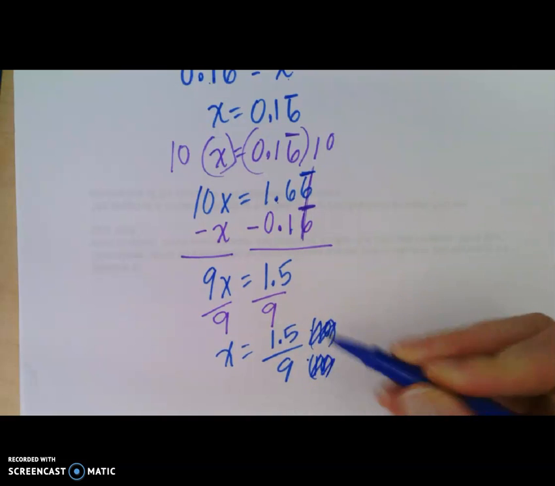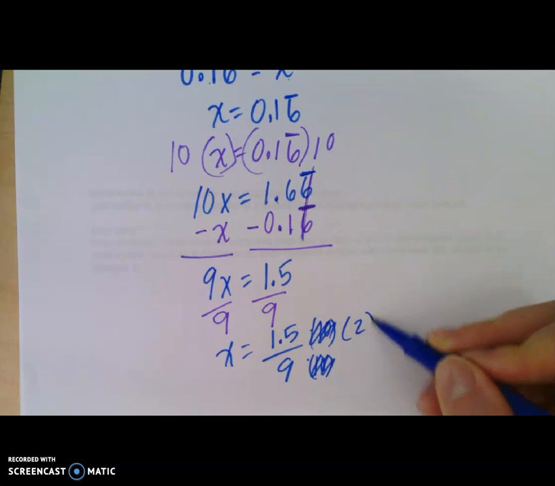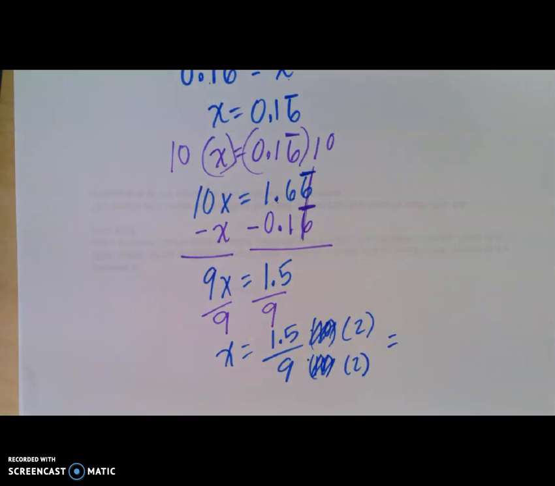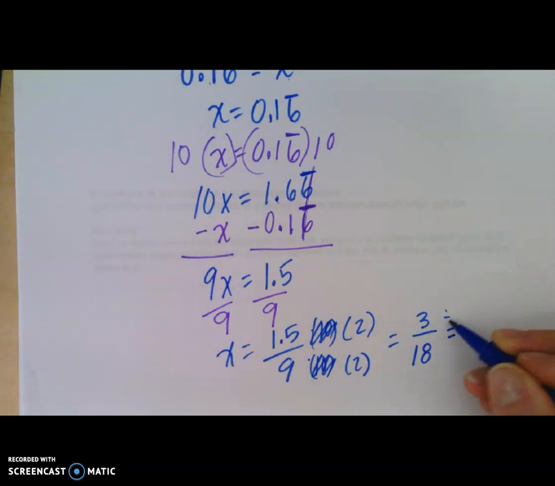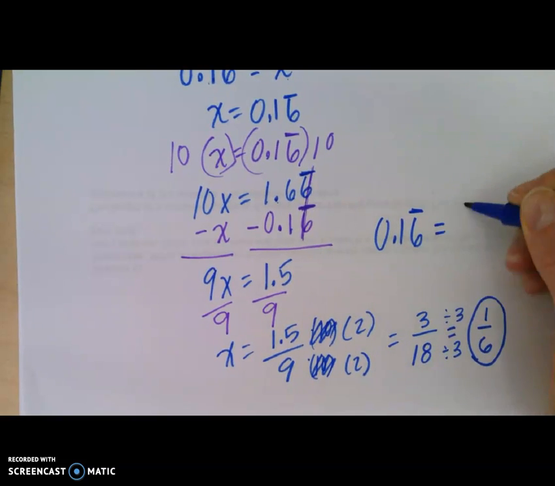So let's think about what I can multiply 1.5 by that's smaller than 10 and ends up with a whole number. Well, why not just 2? If I multiply numerator and denominator by 2 here, what do we get? We get 3 over 18. Very nice. Is this able to be simplified? It is. 3/18, if I scale down by 3, is equal to 1/6. So that means that 0.16 with just the 6 repeating is equal to 1/6.